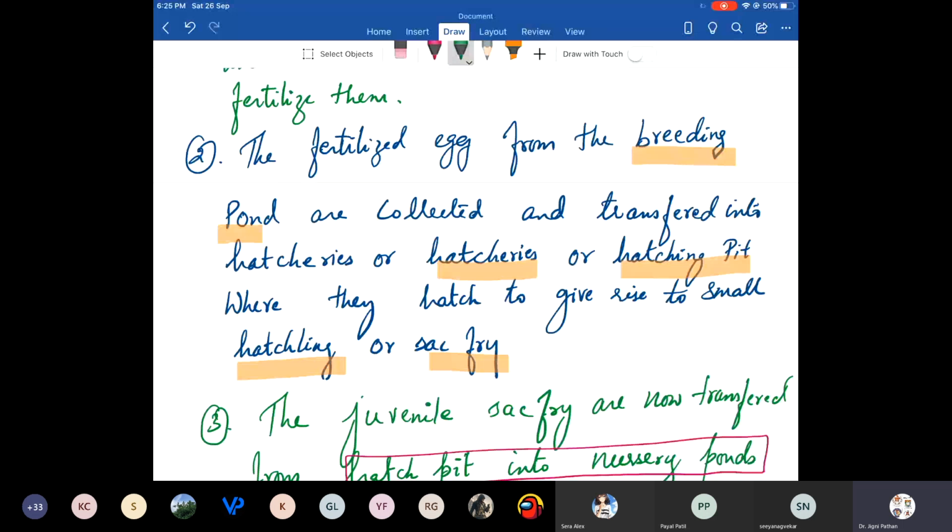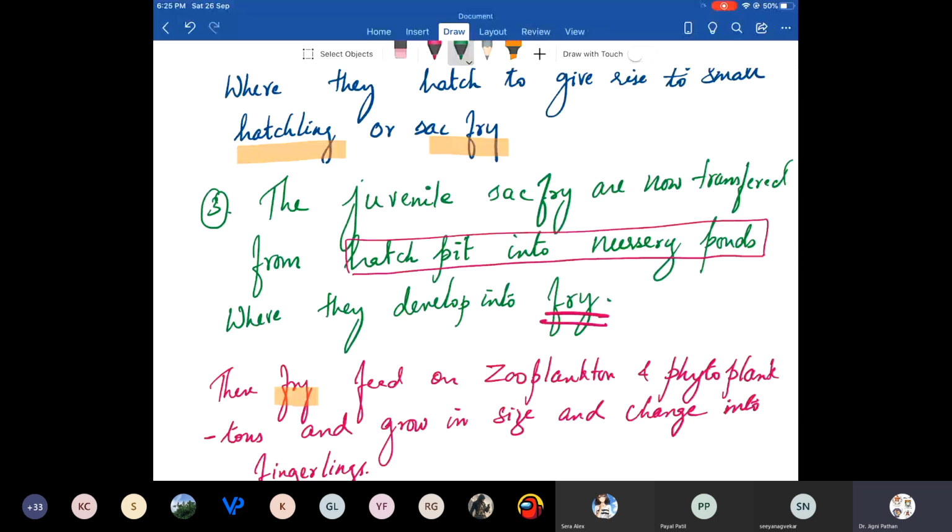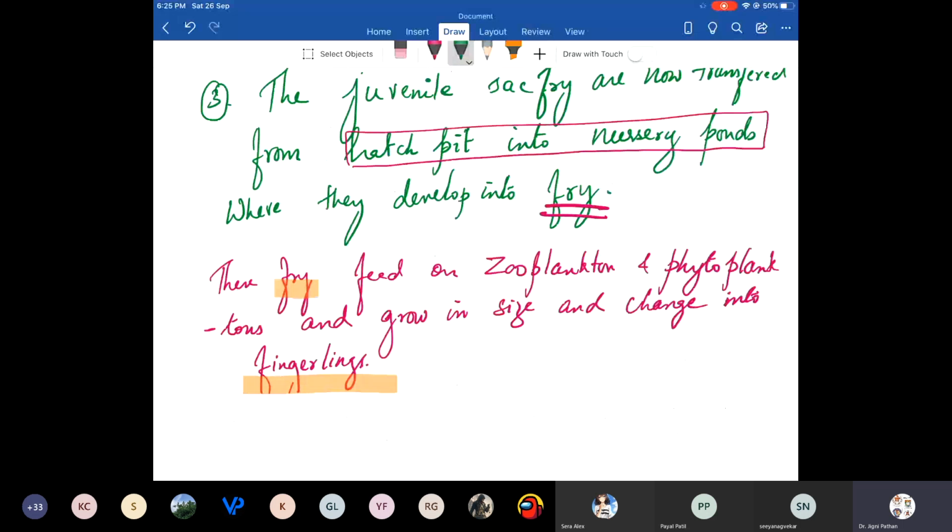The small fishes are then transferred to the nursery ponds and they are converted to fry, then the sac fry. Those fry will feed on zooplankton. The baby fish feeds on the zooplanktons and phytoplanktons and grows into a larger size. And now that size is called fingerlings. Clear? These are different names of the baby fishes.